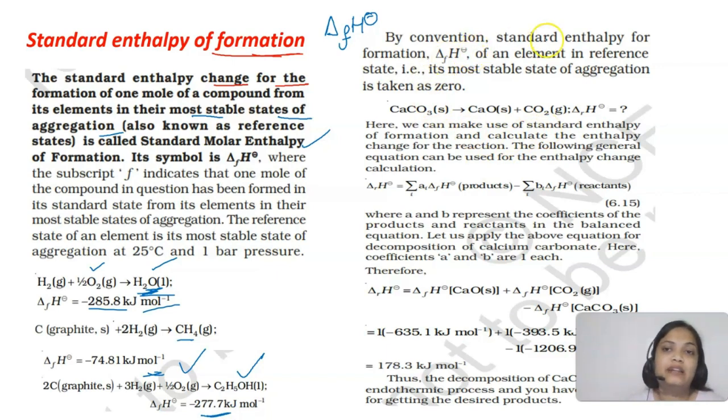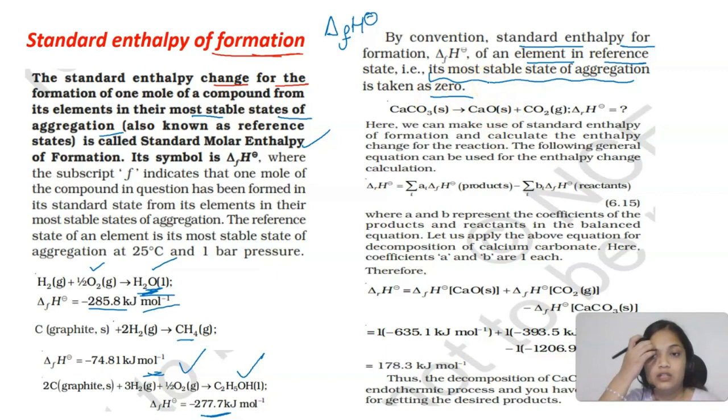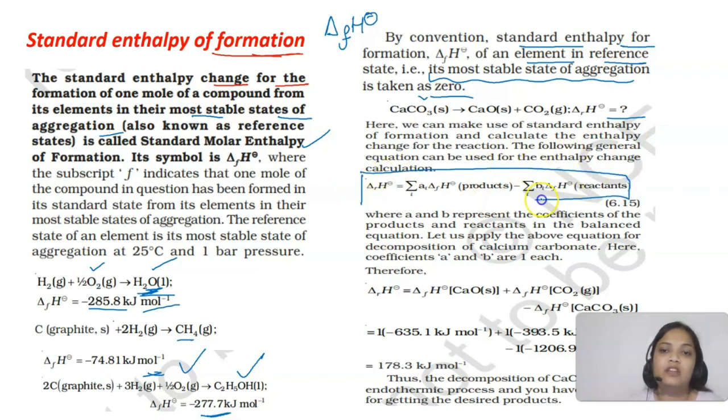Now keep that in mind that the standard enthalpy of formation for an element in reference state, means most stable state, is taken as 0. Okay, in its most stable state that will be taken as 0. Now let's say I'm having this reaction, calcium carbonate gives calcium oxide and CO2. So if I want to calculate the reaction enthalpy, we can use the standard enthalpy of formation. So reaction enthalpy, this is again very, very, very important. Keep that in mind, okay?